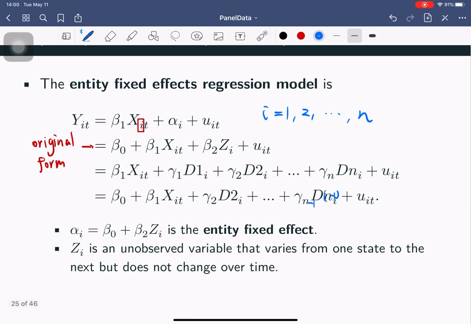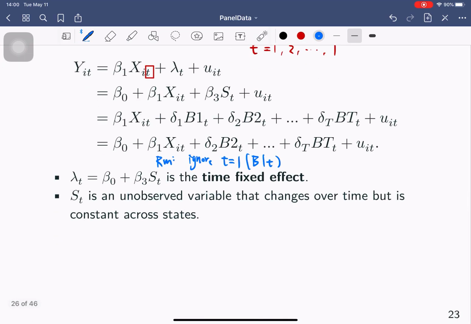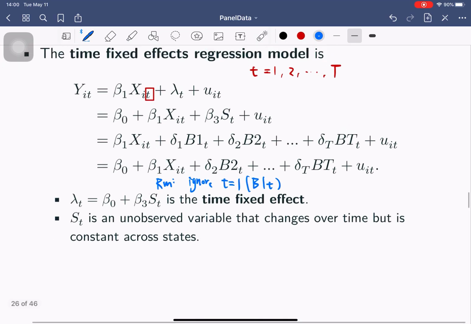So here, we have no typo here. We should focus on the D1. I ignore the term B1 and D1.